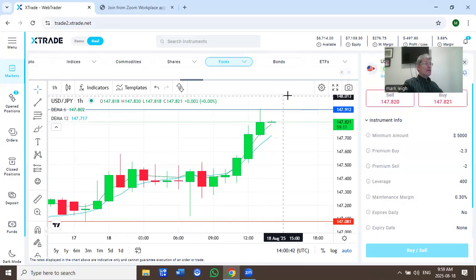A turnaround from dollar strength to dollar weakness would see a bounce down off this resistance area, and sellers of US would be looking down at the 147 yen area.